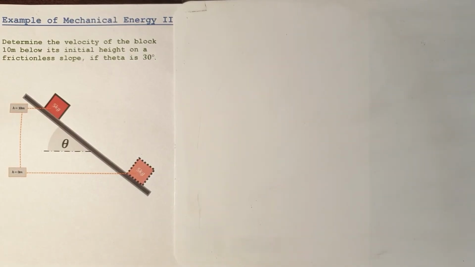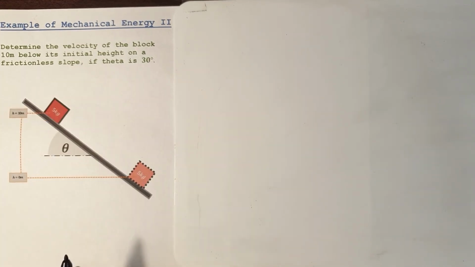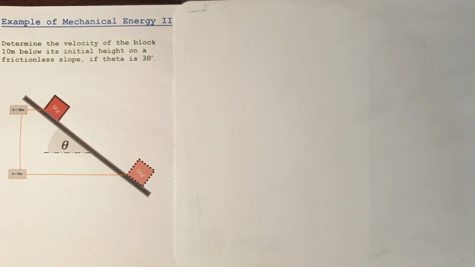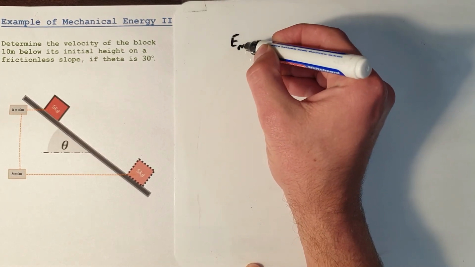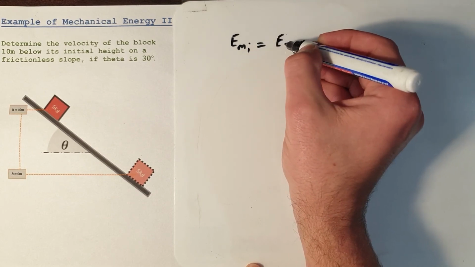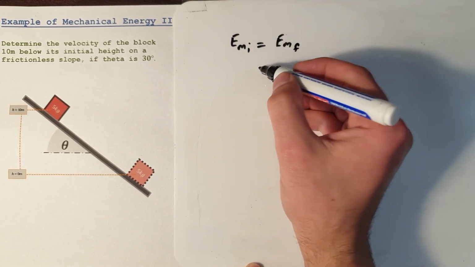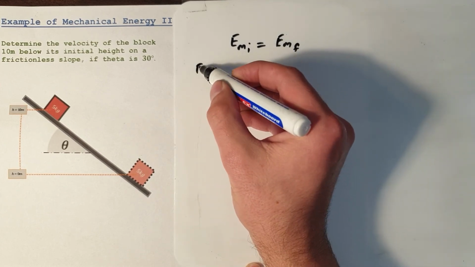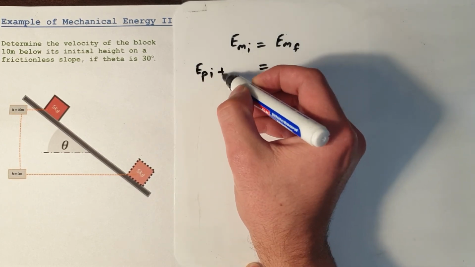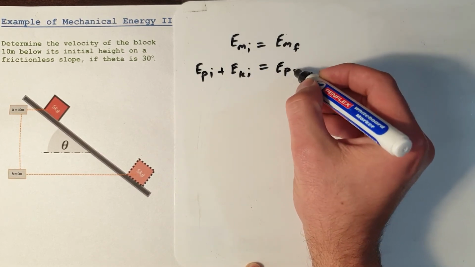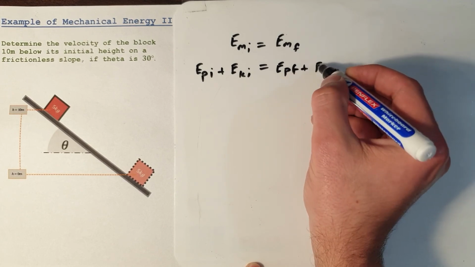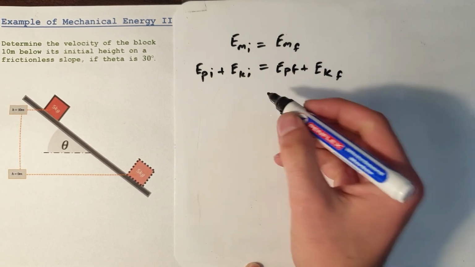Alright, so previously I showed you how to do this using kinematics. Now we're going to use energy concepts. This is a frictionless slope. Because of that, we know we can use the principle of conservation of mechanical energy, which tells us that the initial mechanical energy is equal to the final mechanical energy, where we have our potential plus kinetic initially, which is equal to our potential plus kinetic finally.